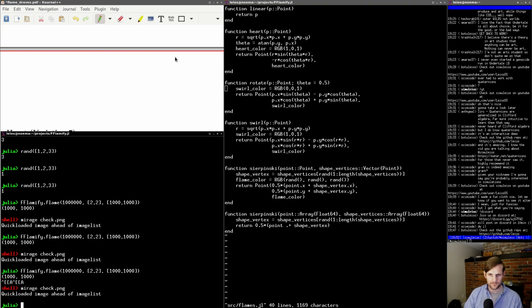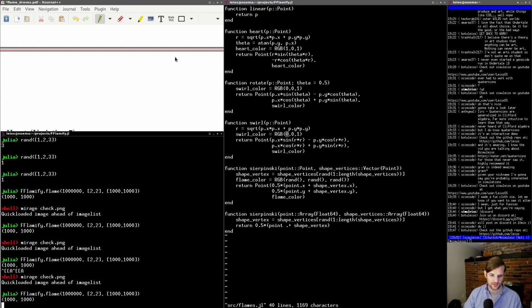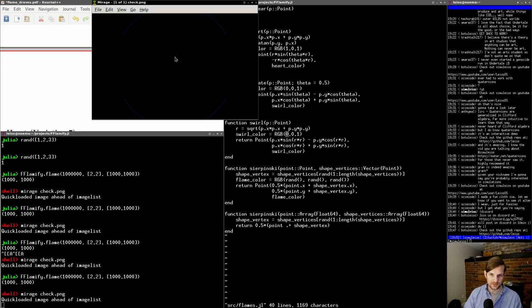Wait a minute. That's because down here, this color should be changed to 0. Okay, so now if we do flamify here and we do check.png. Okay, so now it's this weird kind of purple color.